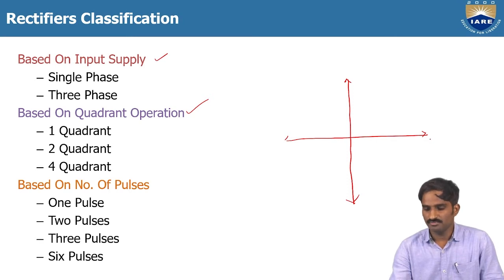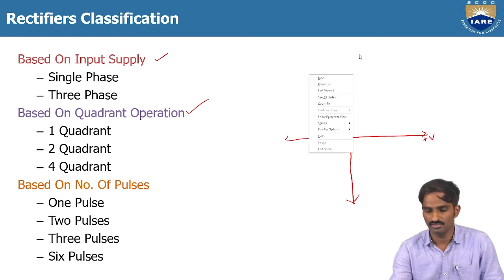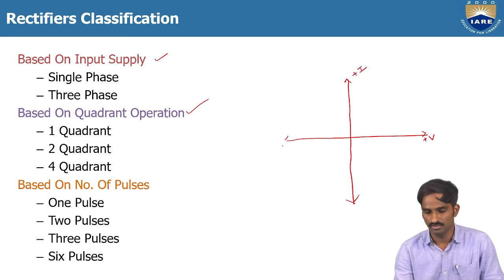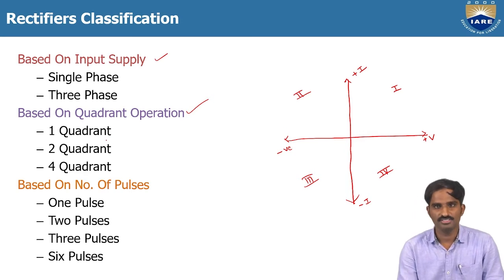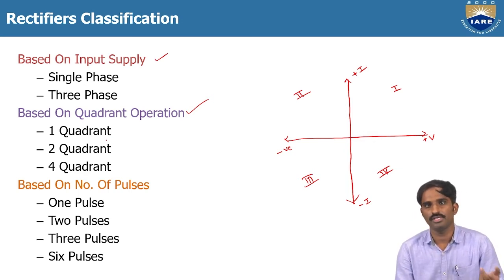So here let me consider, on the x-axis I am taking the positive voltage and on the y-axis I am taking positive current. Which means here it is the negative voltage and the negative current. Let me consider this is the first quadrant, this is the second quadrant, this is the third quadrant, and this is the fourth quadrant. So first let me discuss the one quadrant operation, or one quadrant rectifier.